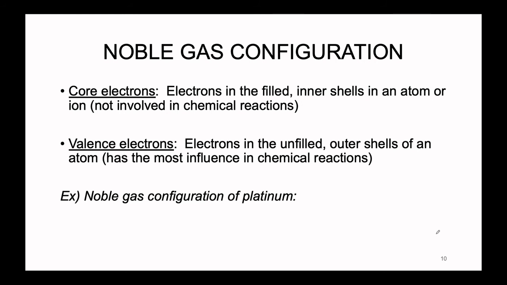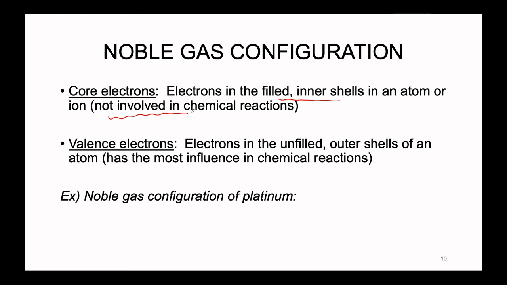All right, so the two definitions that we need to lay out before we actually start writing out these noble gas configurations are the core electrons and the valence electrons. These are two terms that get used so much in chemistry, so important. The core electrons are the electrons that are in the filled inner shells. These are going to be the things like the 1s and the 2s, the ones that are really buried in close to the nucleus. These are found to be not involved in chemical reactions. They're just buried too deep.